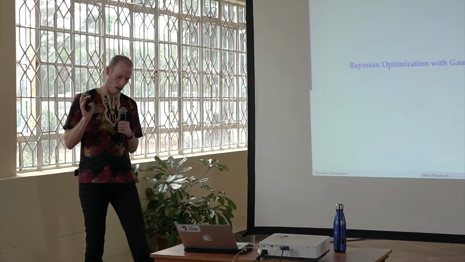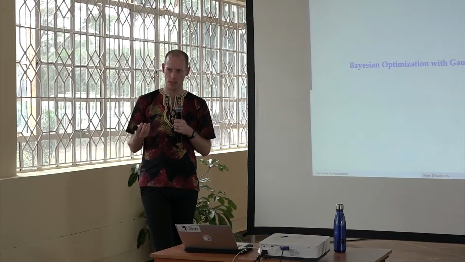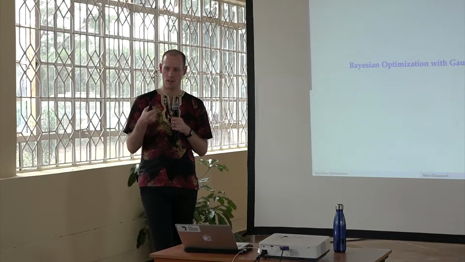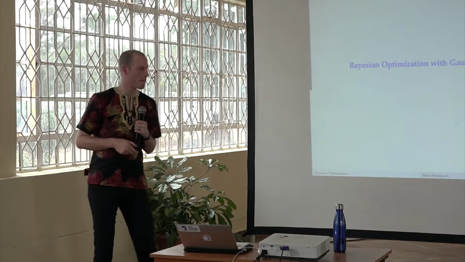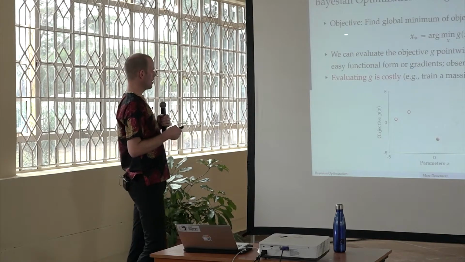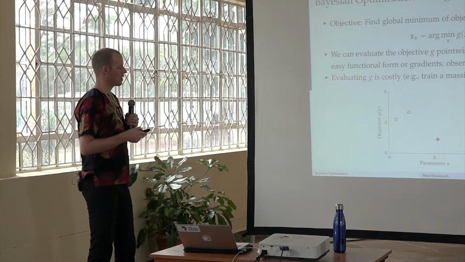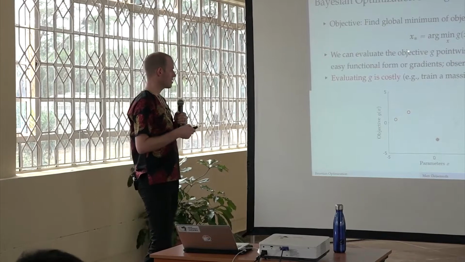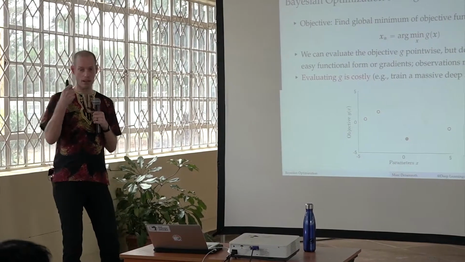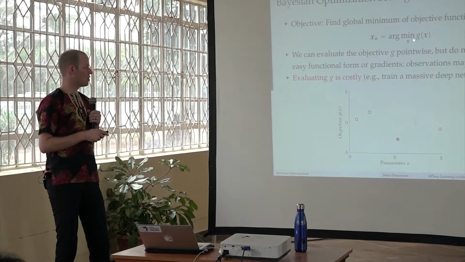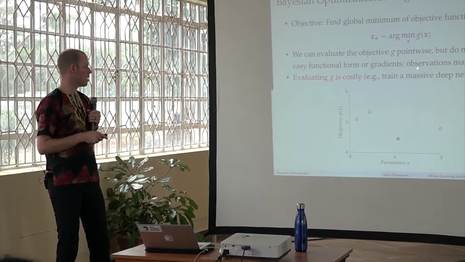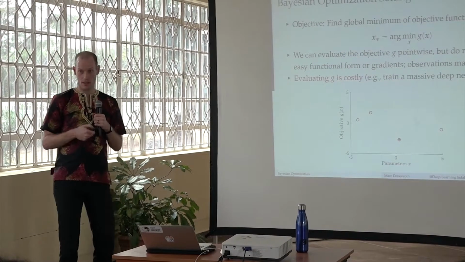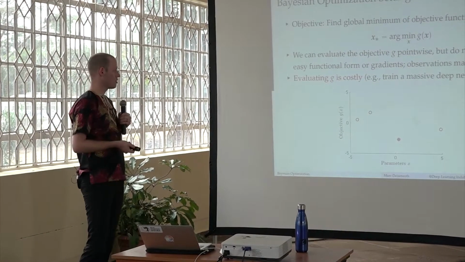So remember, we want to find a solution to an optimization problem of an expensive to evaluate black box function. So here's a setting. We want to find a global minimum of an objective function g. So x star is the argmin of g of x. And we can evaluate the objective function pointwise. So we can plug in x, but there's no functional form that tells us how we get from x to g of x. And on top of this, the observations may be noisy. The practical challenge here is that evaluating g is costly.